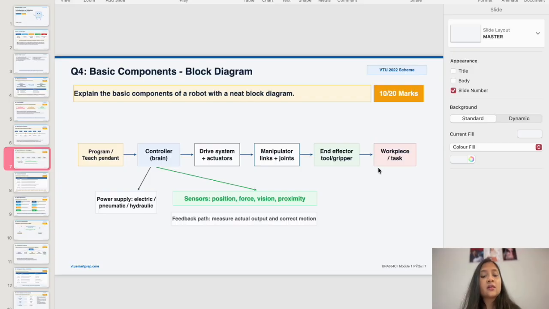In the exam, you can draw the diagram neatly with arrows showing the flow from the program to the controller, from the controller to the drives, to the manipulator, and then to the task. This is what you can remember for this specific topic.